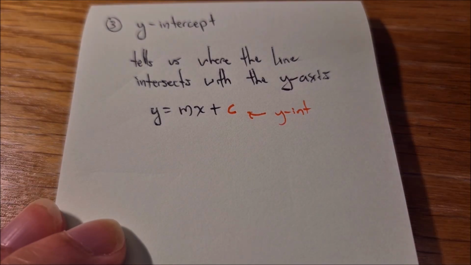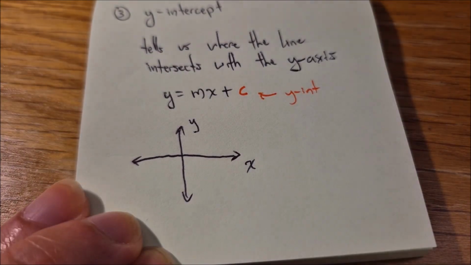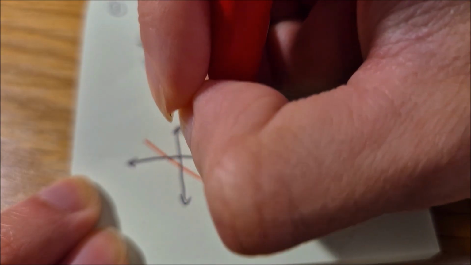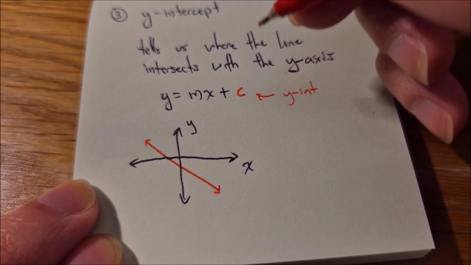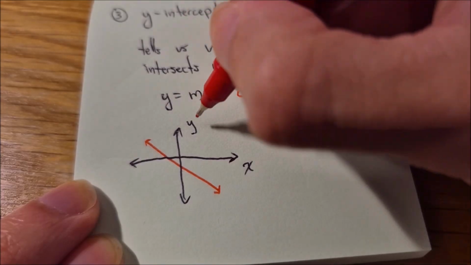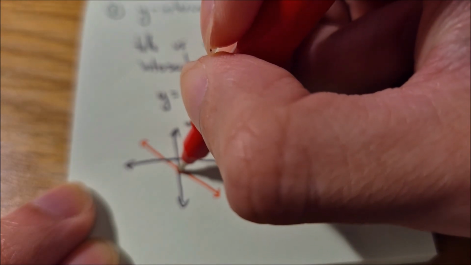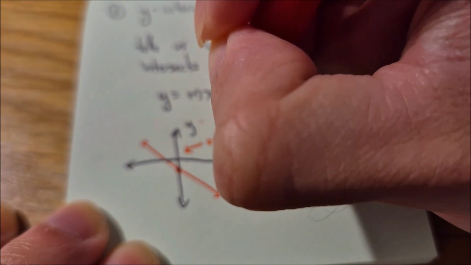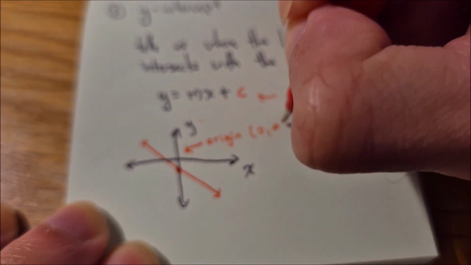So if we draw the graph or coordinate system, and we have our line, so let's say it's going like this. Our y-intercept, or c, would be where it intersects with the y-axis. Simply, this would be right over here. And if this is the origin, remember the origin is 0, 0.